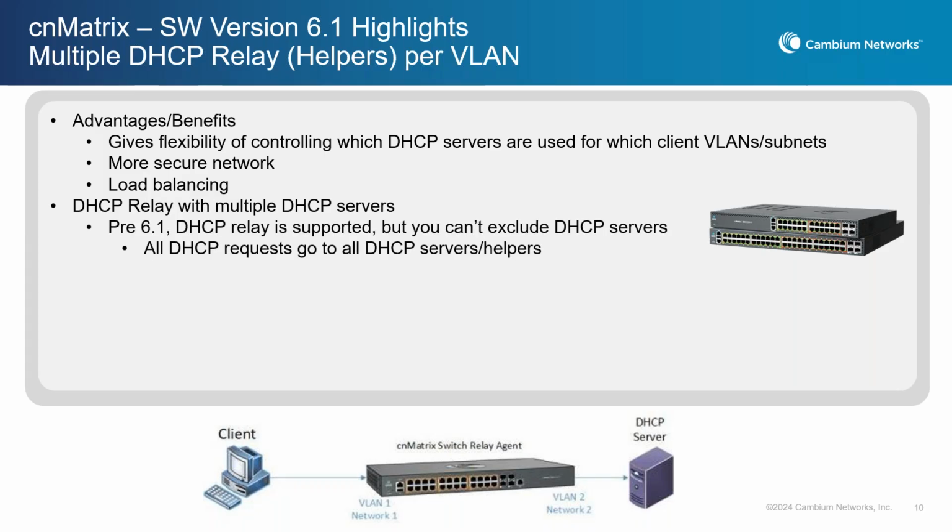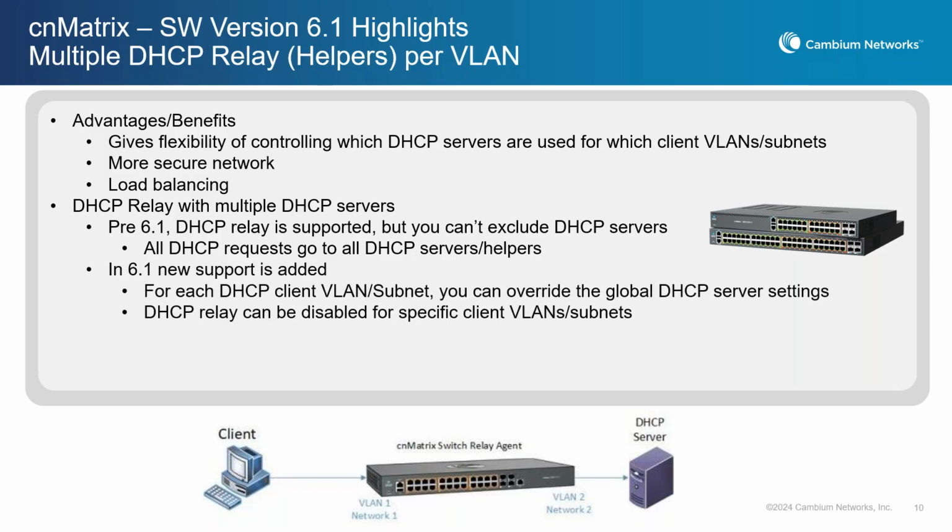Now, previous to 6.1, we of course supported DHCP relay, and we supported multiple DHCP servers, but you couldn't exclude which DHCP servers are used by the clients. All the DHCP requests go to all DHCP servers. Now, with 6.1, for each DHCP client VLAN, you can override the global DHCP server setting. So DHCP relay can be disabled for specific client VLANs or subnets. So for a set of DHCP client VLANs, you can restrict which DHCP servers they use.